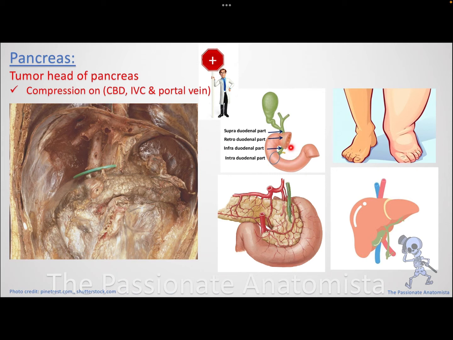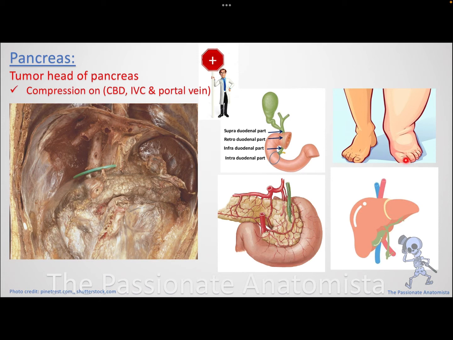It gets compressed if there is a compression on the infraduodenal part of the pancreas. And then we talked about how the inferior vena cava lies posterior to the head of pancreas. And if that happens, that will end up having edema on lower limbs.